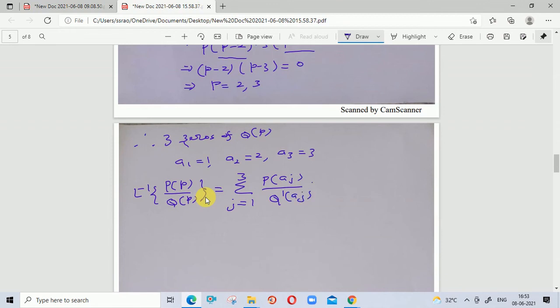Writing it out here, what happens? P of A1 divided by Q dash of A1 into e power A1t, plus P of A2 divided by Q dash of A2 e power A2t, plus P of A3 divided by Q dash of A3 into e power A3t. Okay?